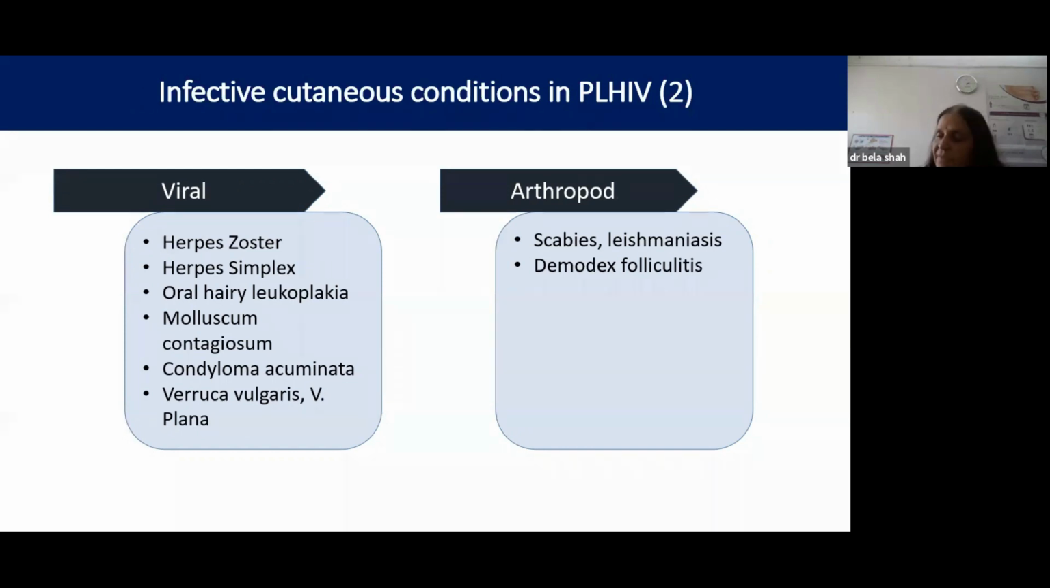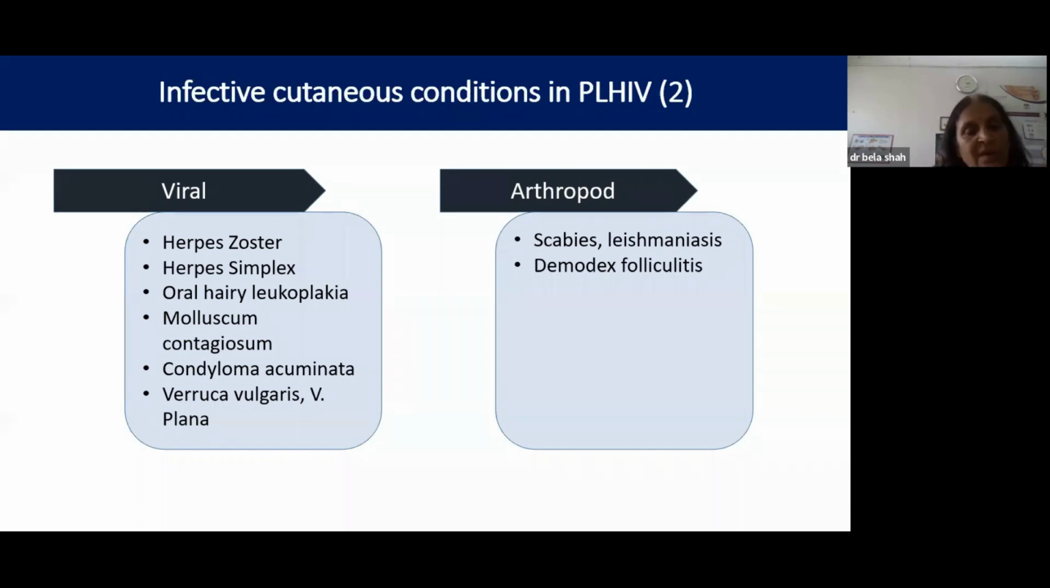The viral infections. The most common viral infections that we see in our patients are herpes zoster, herpes simplex, then molluscum contagiosum, then verruca vulgaris, verruca plana. And you need to remember that Condyloma acuminata is a human papillomavirus infection, and it is also known as anogenital warts or genital warts.